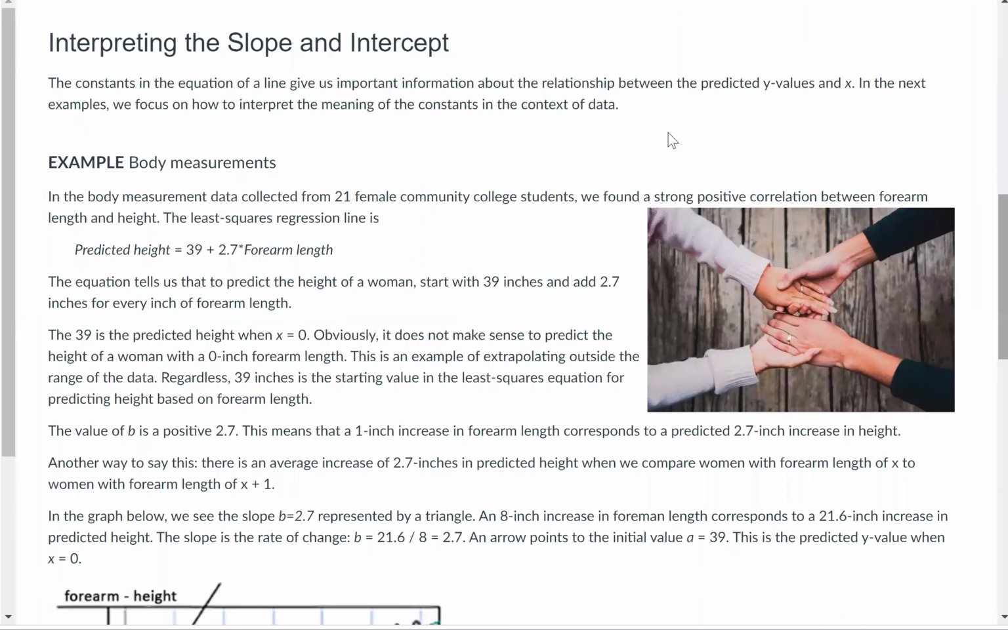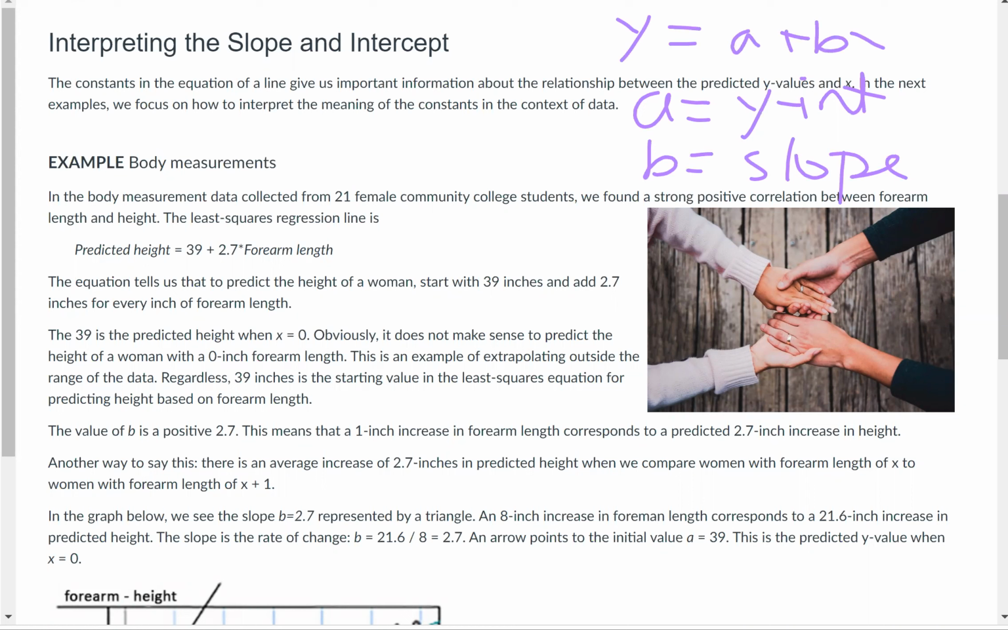Interpreting the slope and the y-intercept. Like we said, the A is now your y-intercept or initial value, and then B is your slope, because we're using a model that looks like y equals A plus bx.